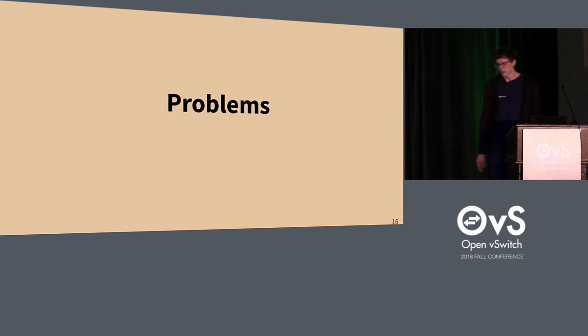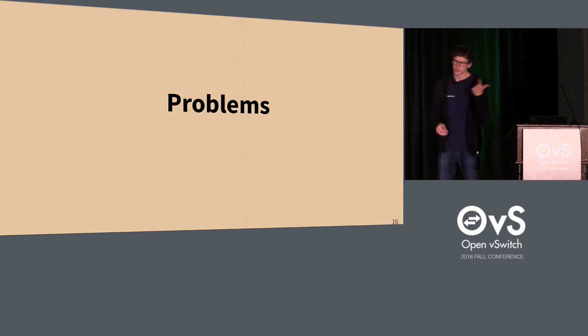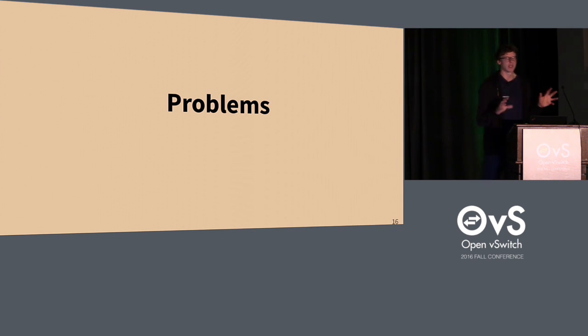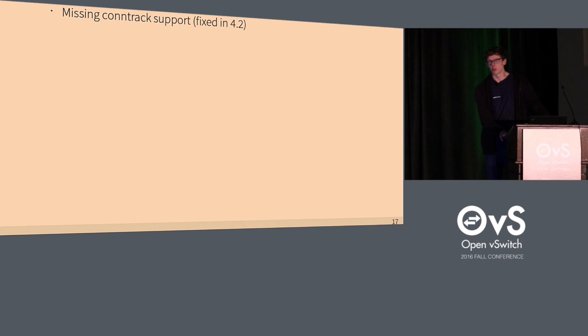Okay, so the integration is relatively simple. If you look at the lines of code for the fast data path, it's like 1,000 lines of code, not considering the netlink library which we wrote. But we have encountered two major problems with the Open vSwitch integration. So one was the missing conntrack support.